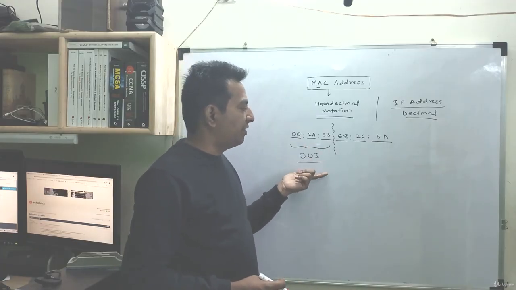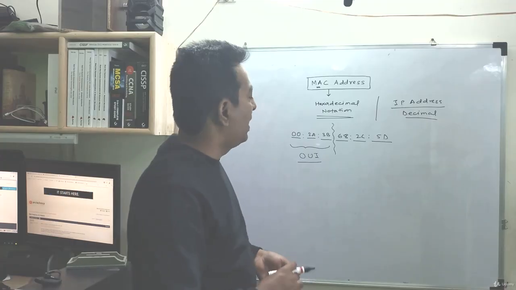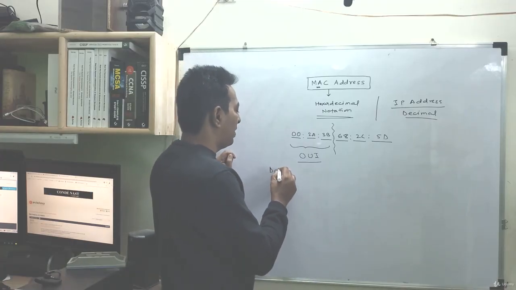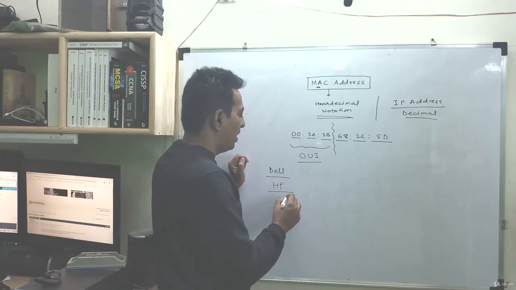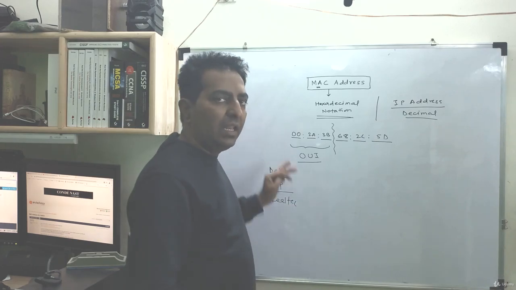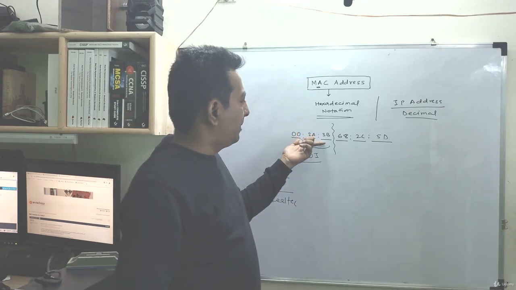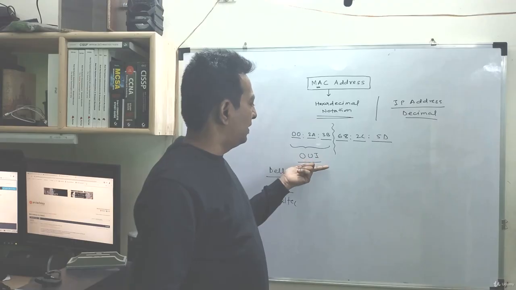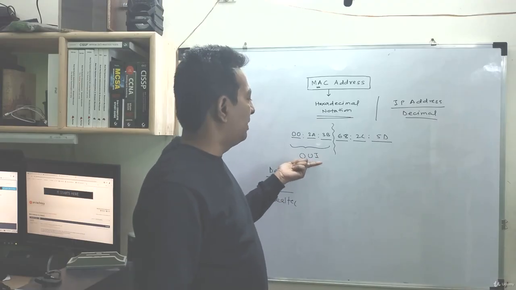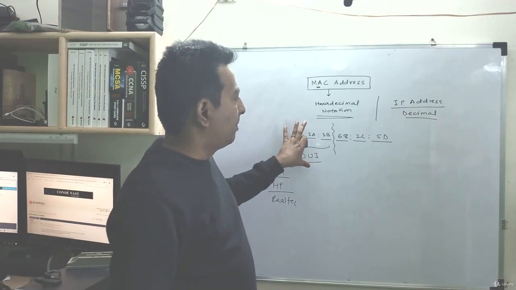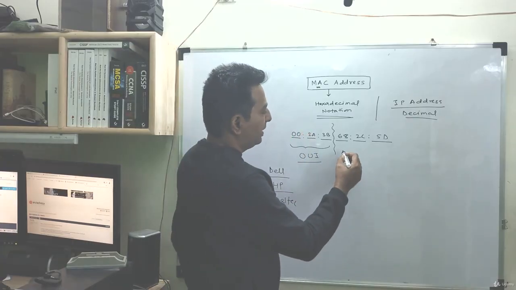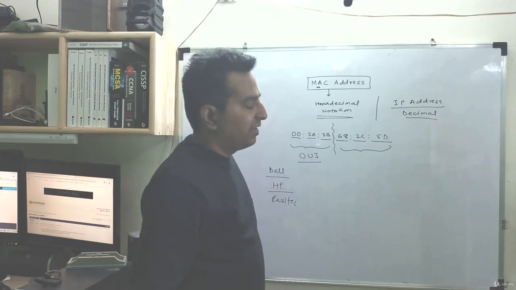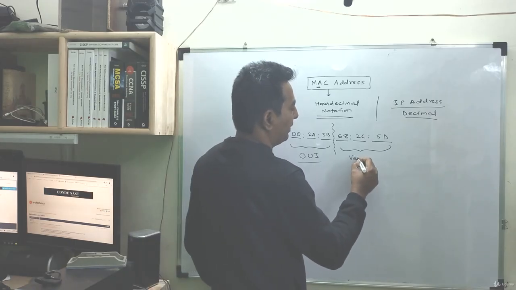Looking at the first 3 fields of the MAC address, you can identify whether the manufacturer of that NIC card is Dell, or it is HP, or it is Realtek. So it could be any manufacturer. So the first 3 fields, also known as OUI, help you identify the manufacturer of that particular NIC card or network adapter, and the last 3 fields are vendor specific.